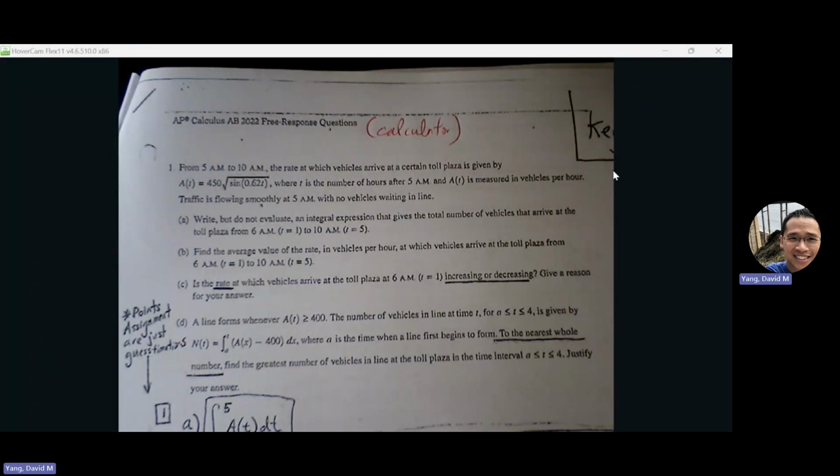Okay, so from 5 to 10 a.m., the rate at which vehicles arrive at a certain toll plaza is given by A(t), where t is the number of hours and A(t) is measured in vehicles per hour. Traffic is flowing smoothly at 5 a.m. with no vehicles waiting in line. Right, but do not evaluate the integral. That gives the total number of vehicles that arrive at the toll plaza between 6 and 10 a.m. So it should just be an easy setup there, part A.